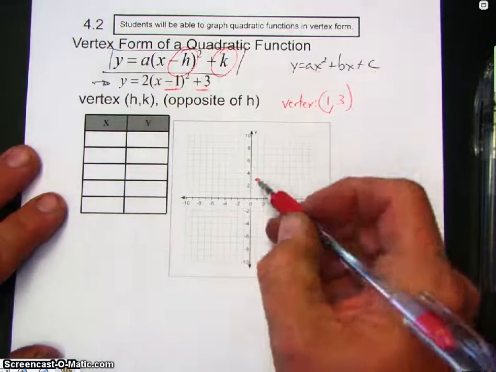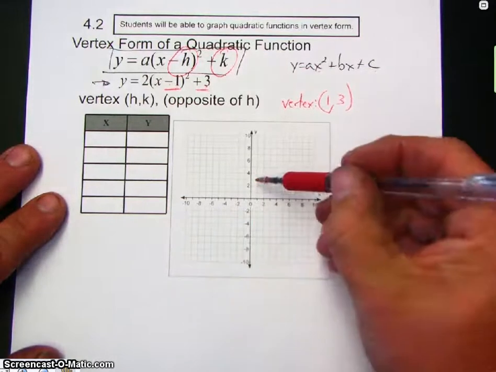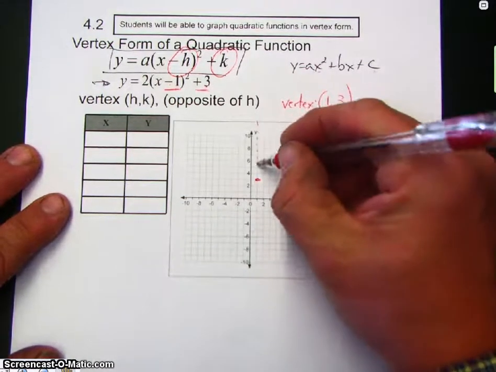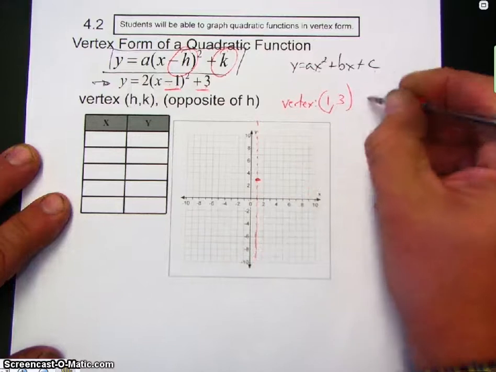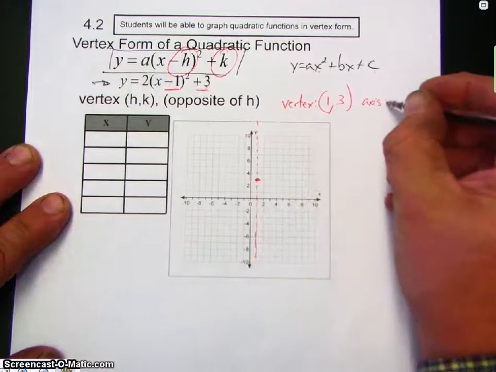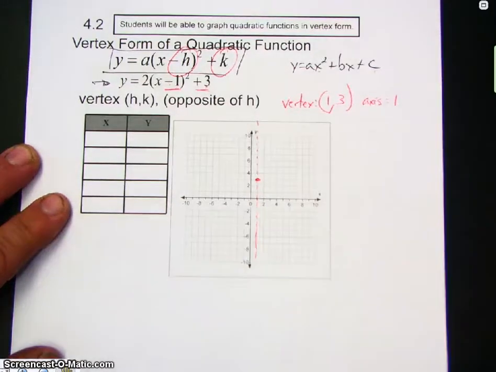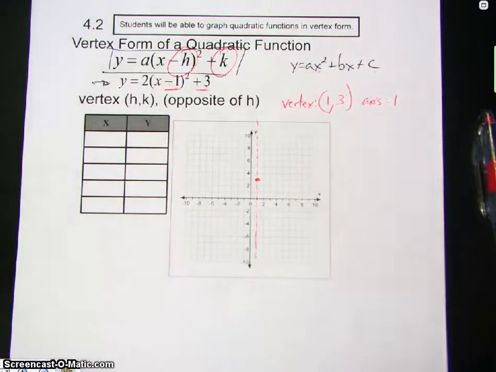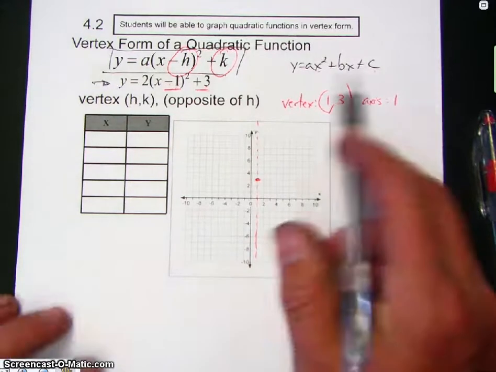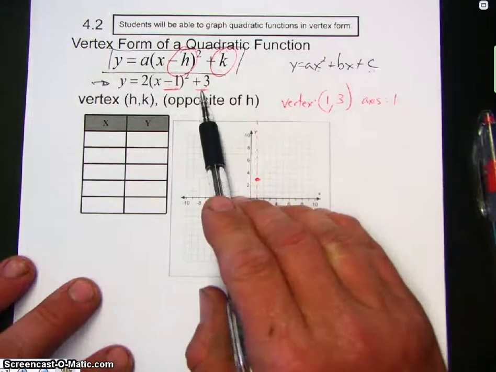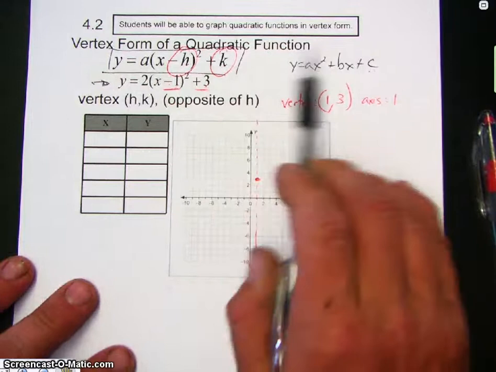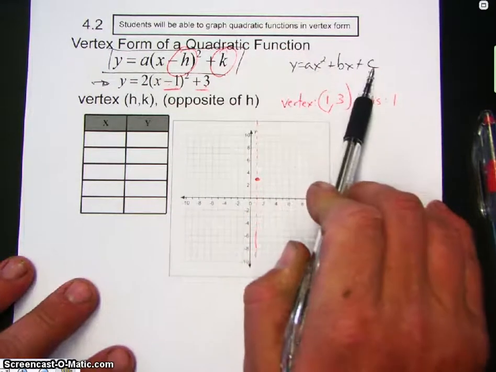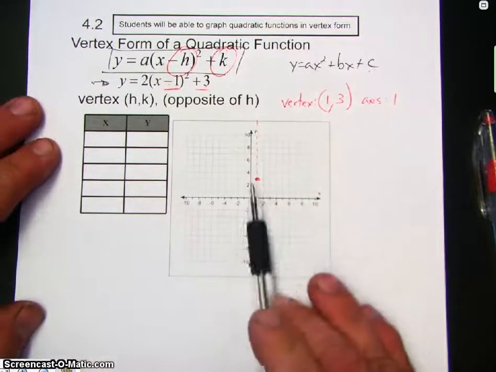Alright, since we have my vertex, now this right here is my axis of symmetry. Alright, so axis is at 1. Now my y-intercept, or since it's not a standard form, this is not your y-intercept, all right? Because only in standard form will that happen. So that means I got to come up with 2 more points.